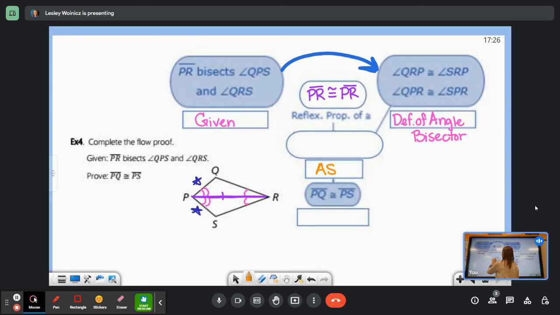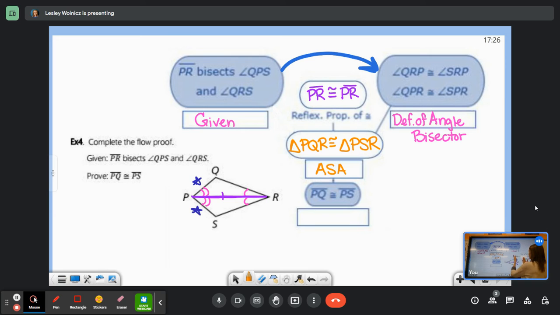Angle, side, angle. And angle, side, angle tells me that these triangles are congruent. So I know that triangle PQR is congruent to triangle PSR. Oops, I forgot the triangle symbol. Triangle PSR. Okay, by angle, side, angle.